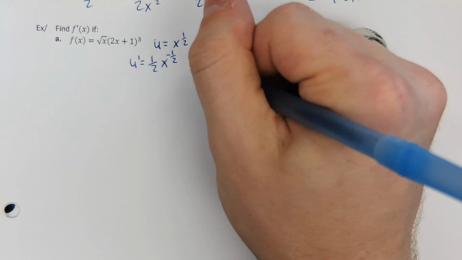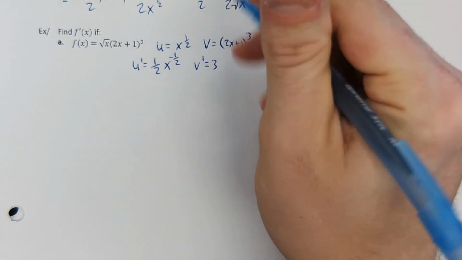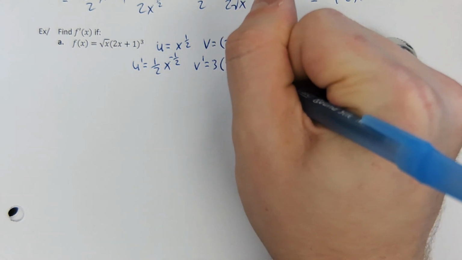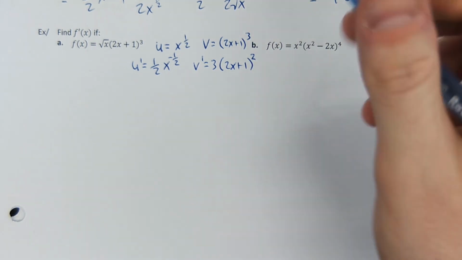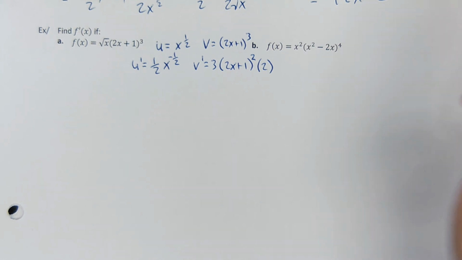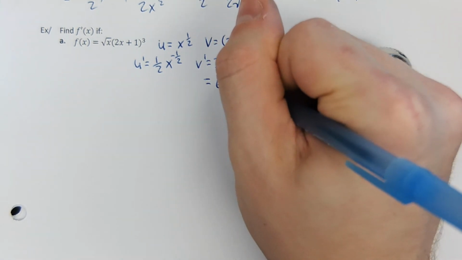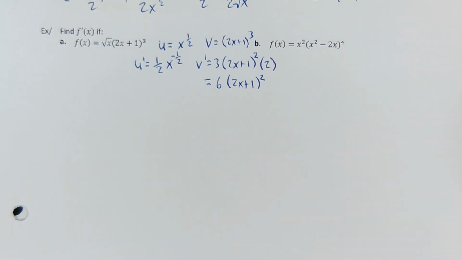And v prime is going to require our chain rule. So remember, outside in. We take the derivative of the outside structure first, which is something to the third power. That brings a 3 down to the front without touching the inside. I'm still going to spill over into question B. And now we multiply by the derivative of the inside, just times 2. I am going to call this 6 times 2x plus 1 squared. I don't have a problem multiplying 2 and 3. That's pretty easy.